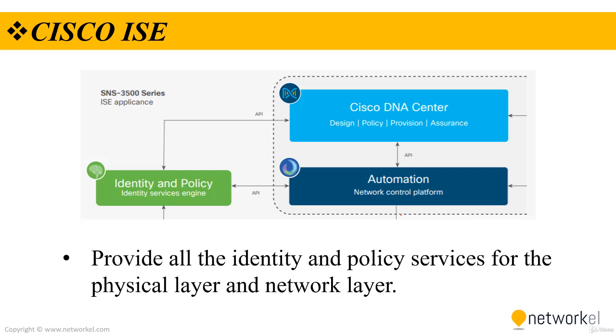So when it comes to the Cisco ISE, the basic role of ISE is to provide all the identity and policy services for the physical layer and network layer. ISE provides network access control and identity services for dynamic endpoint to group mapping and policy definition in a variety of ways, including 802.1X, MAC authentication bypass, which is known as MAB, and the web authentication known as WebAuth.